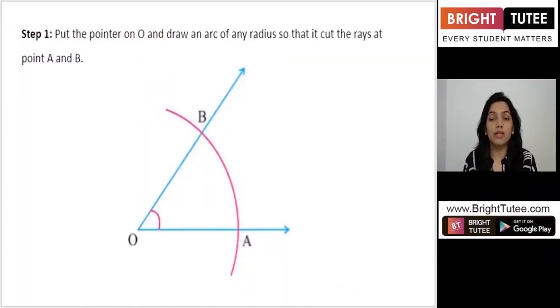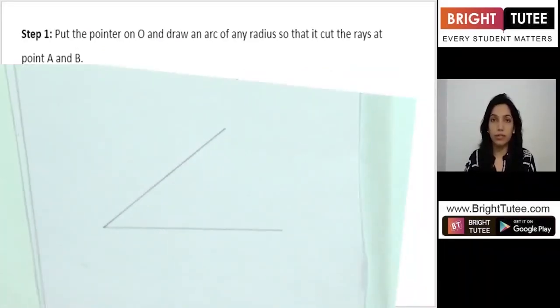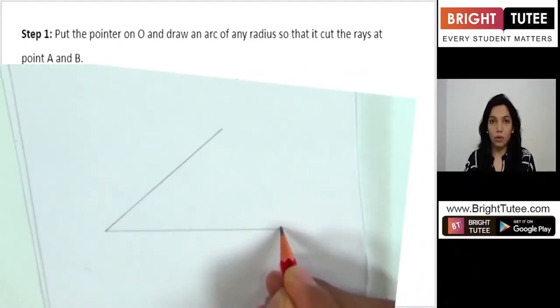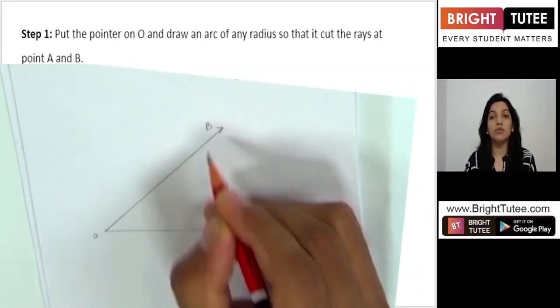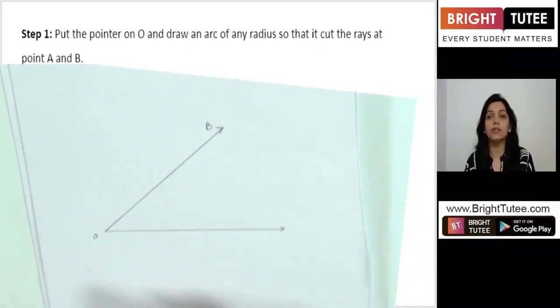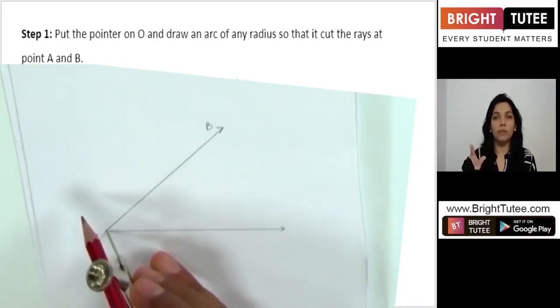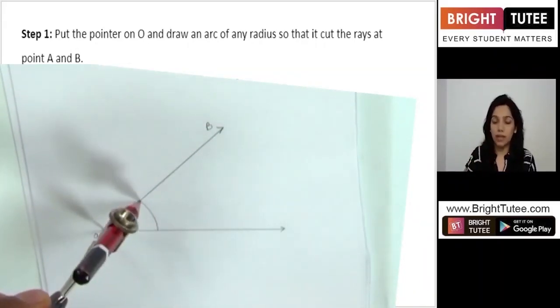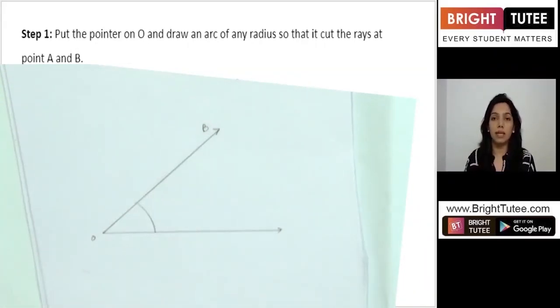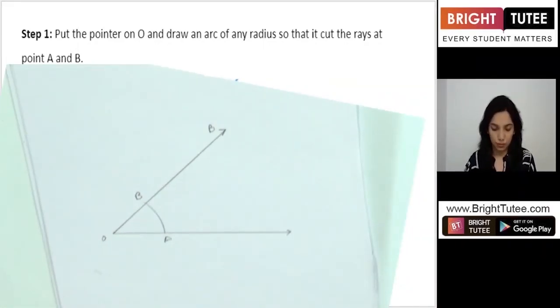Put the pointer at O. First step, you have got the angle. You were already given it. So angle O, we will put the pointer at this particular point O and then we need to draw an arc of any radius so that it cuts the two rays at point A and point B. So the first step is simple. You just open the compass, any opening you can keep, and make an arc. It should be big enough that it meets both the arms. And here we have named them point A and point B. Those are the points of intersection.